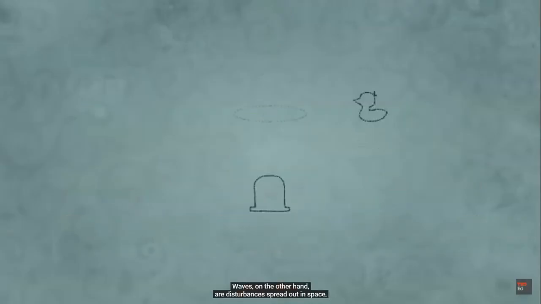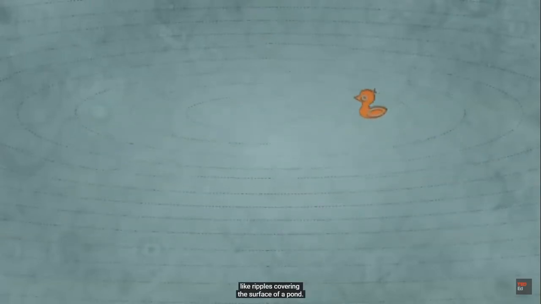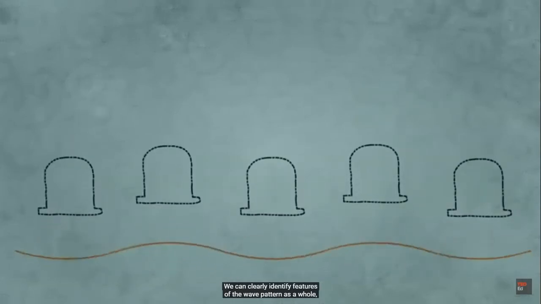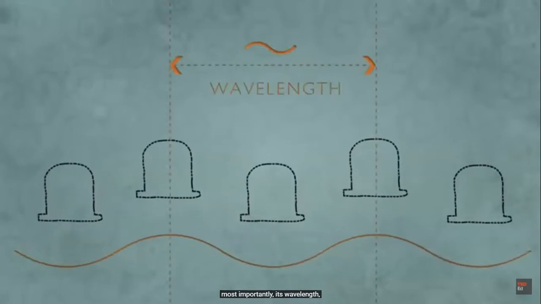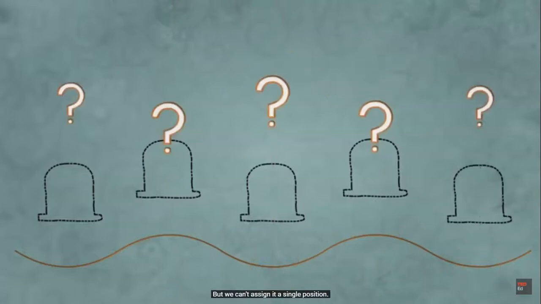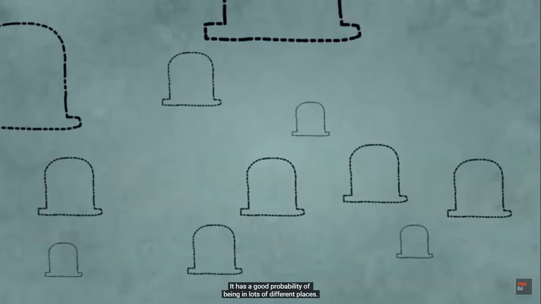Waves, on the other hand, are disturbances spread out in space, like ripples covering the surface of a pond. We can clearly identify features of the wave pattern as a whole, most importantly, its wavelength, which is the distance between two neighboring peaks, or two neighboring valleys. But we can't assign it a single position. It has a good probability of being in lots of different places.